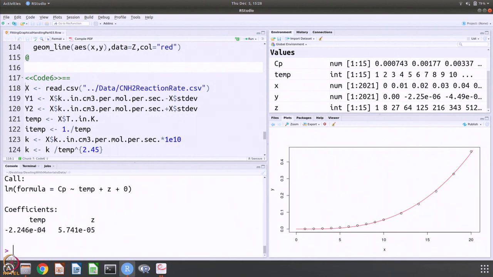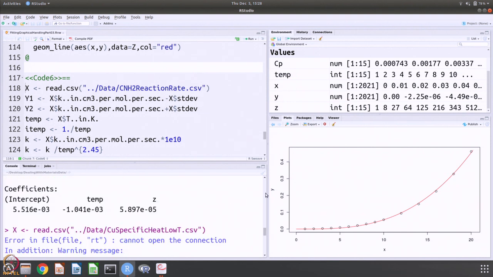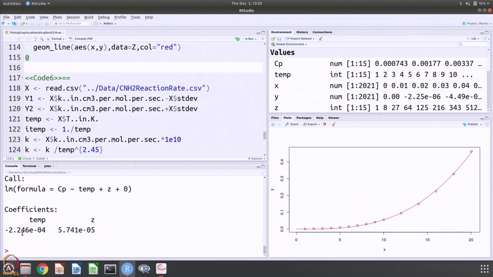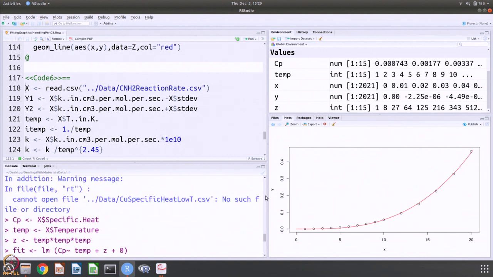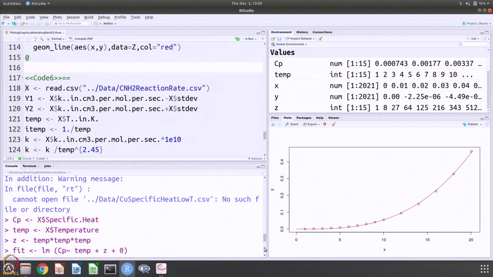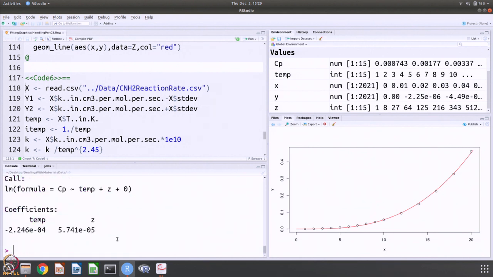See, the temperature coefficient now is very different from what we had when it was 1.04 10 power minus 3, which has become 2.2 10 power minus 4, and that is because there was an error that was coming from the intercept, which should have been 0, but was not 0. On the other hand, the parameter that multiplies z is 5.9 here, and it is about 5.7 here.